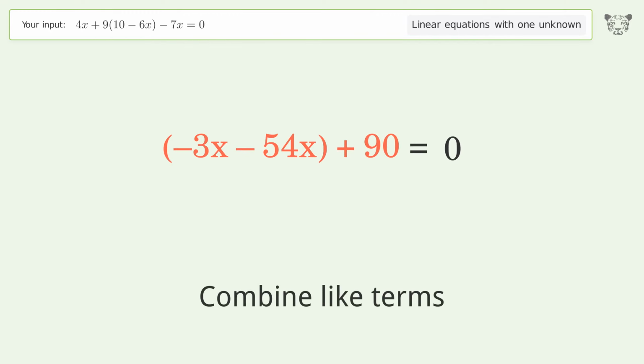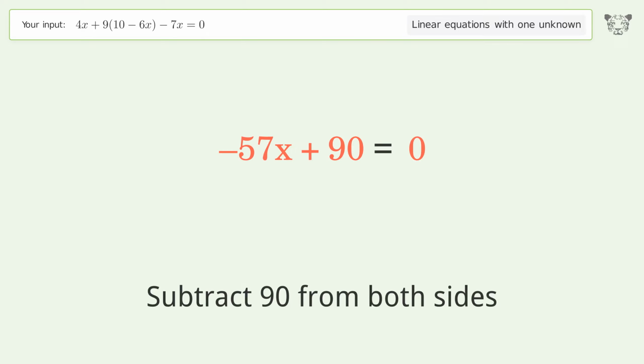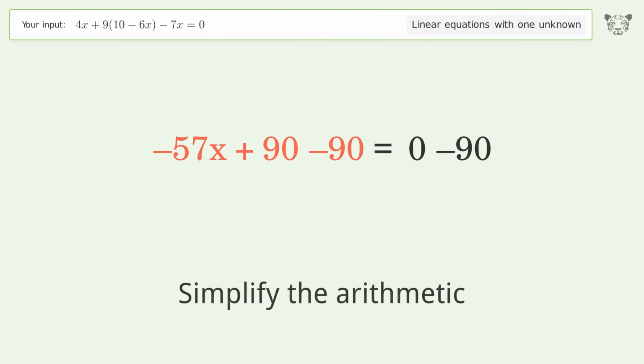Combine like terms. Group all constants on the right side of the equation. Subtract 90 from both sides. Simplify the arithmetic.